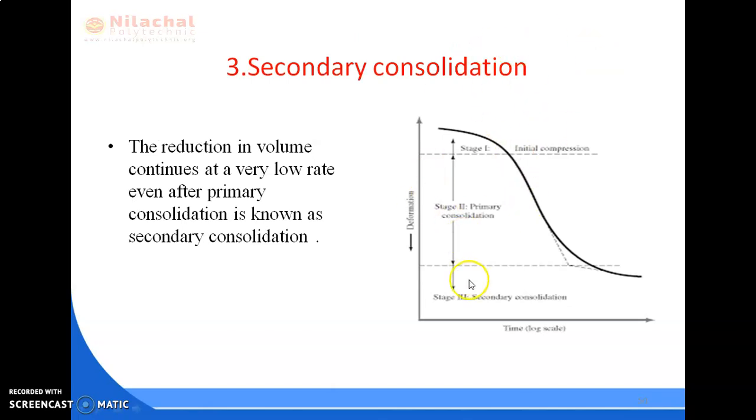This is a graph which shows time in log scale on the x-axis and deformation on the y-axis. Here it shows stage 1, which is initial compression or consolidation. Stage 2 plays the major, vital role, as I told, that is primary consolidation. And the third one is secondary consolidation. After primary, we go for secondary consolidation to drain out the remaining water present in the voids of soil.